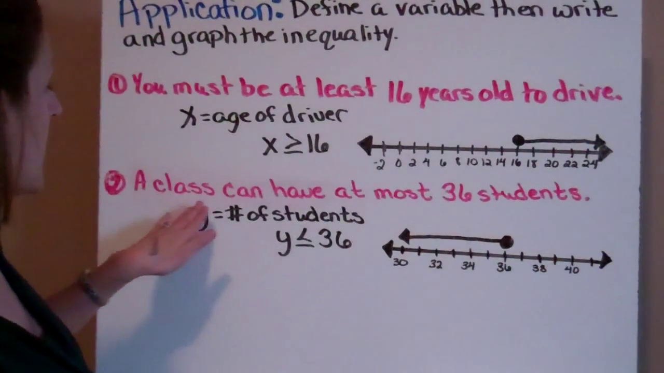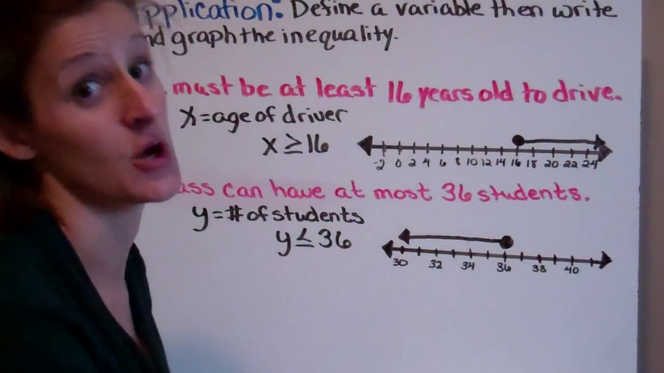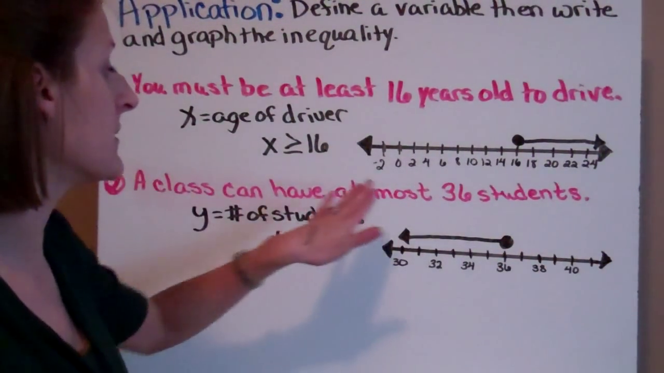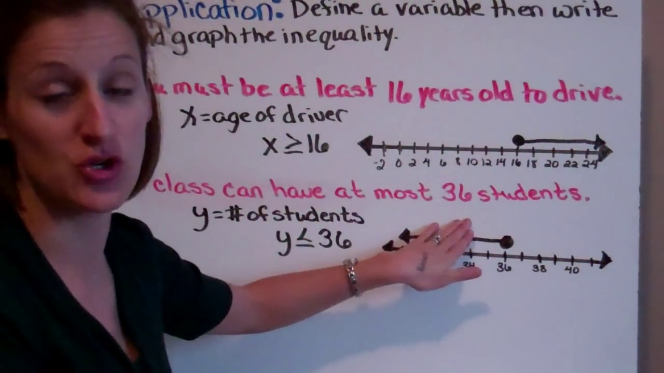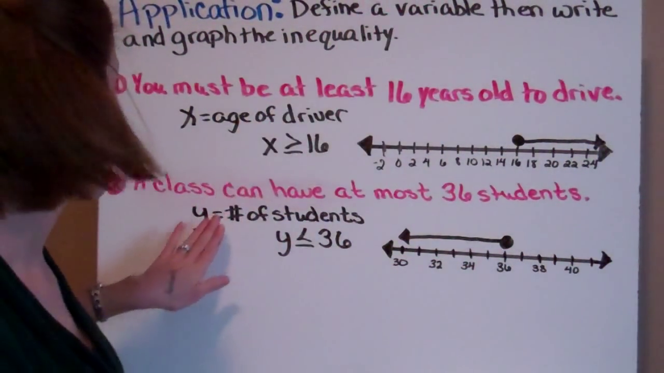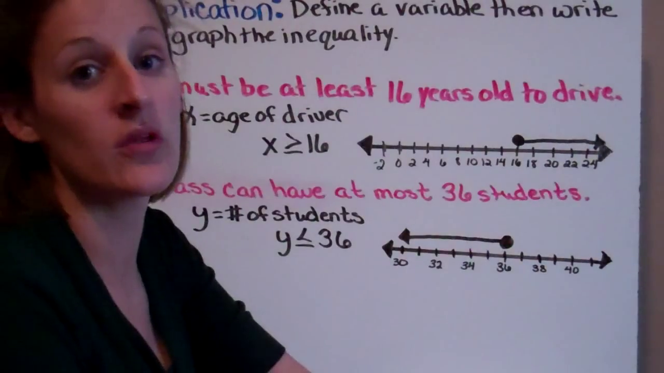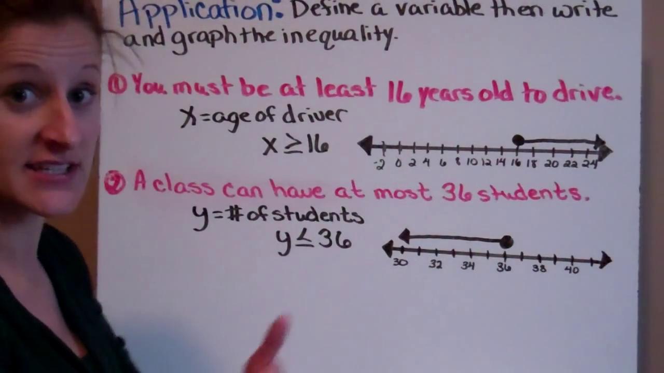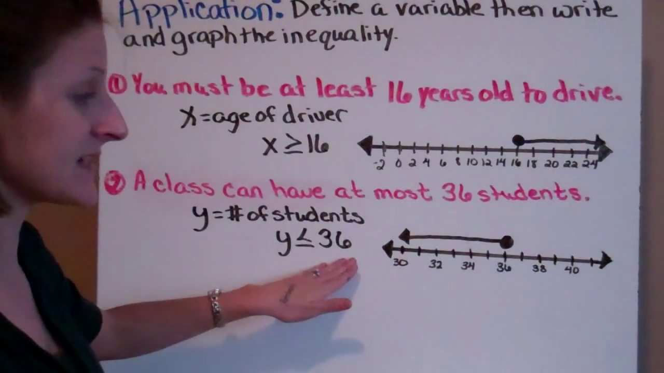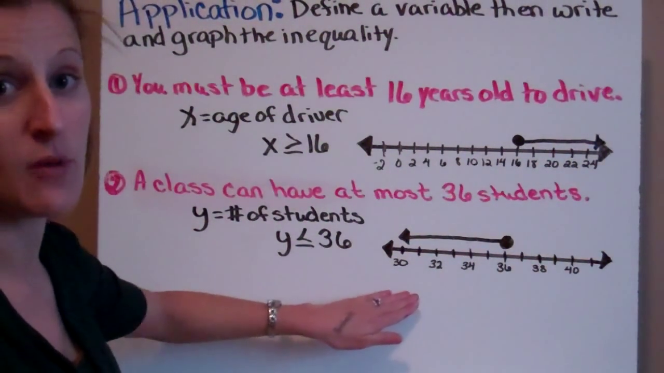Alright, the second one, a class can have at most 36 students. Now, we hope classes don't have 36. Sometimes it's over, sometimes it's under. But in this case, it's going to be at most 36. So you can have no more than 36. So y, when we define our variable, y is going to equal the number of students. So I can't have any more than 36. I can have 36, but no more. So my inequality is going to say y is less than or equal to 36. That means closed dot on 36, and I'm drawing my arrow towards the smaller numbers.